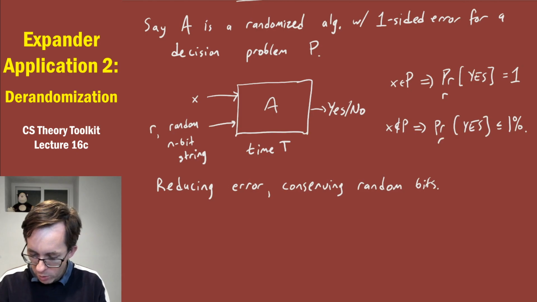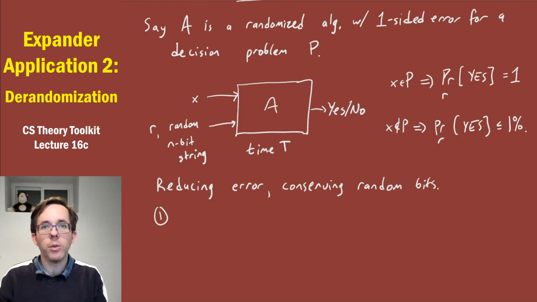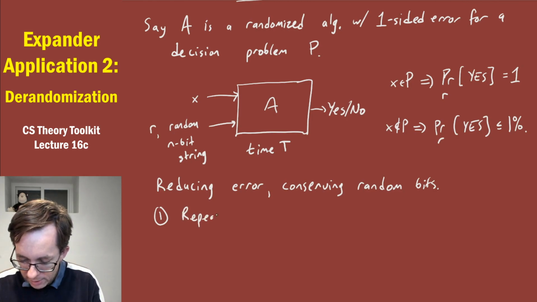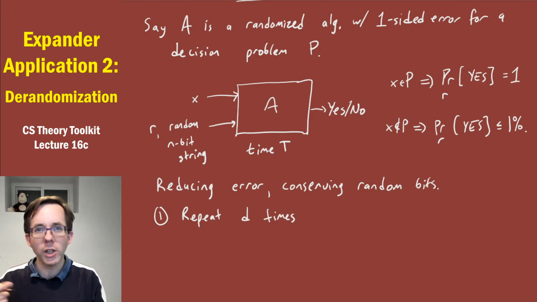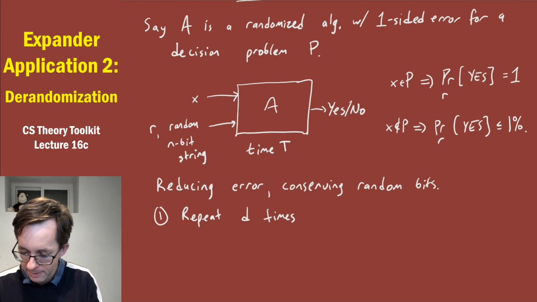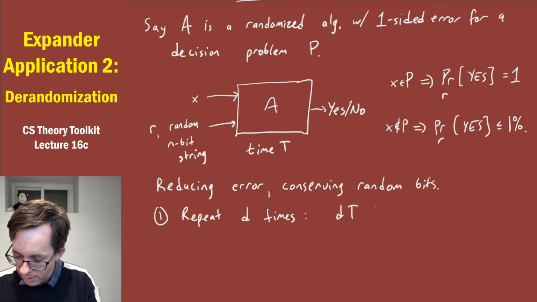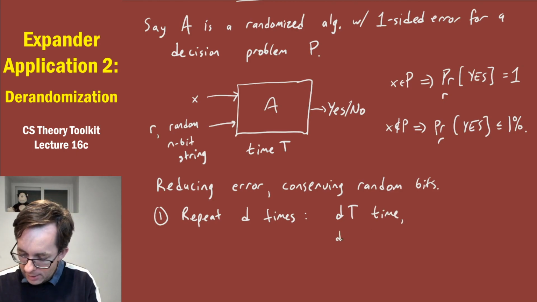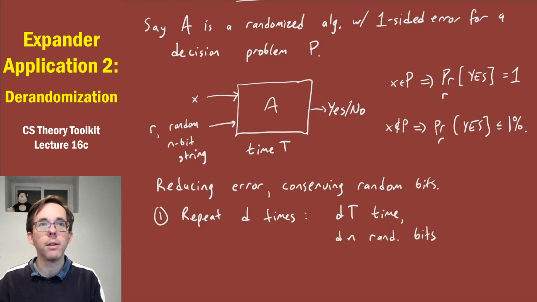One thing you can do to reduce error is the thing that you always do: just repeat the algorithm a bunch of times, and in this case, say yes if and only if all the answers were yes. That's the standard thing to do. You could repeat the algorithm, let's say, d times independently, with fresh random independent bits each time. You would use d times t time, and you would use d times n random bits. We're assuming that each run requires n random bits.